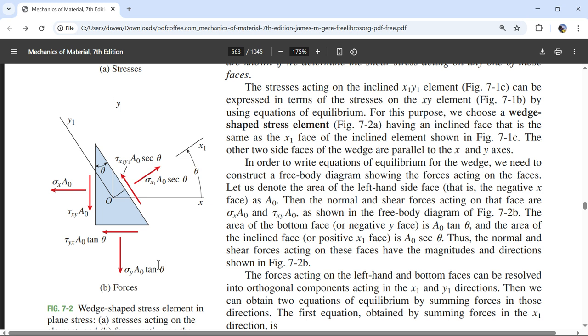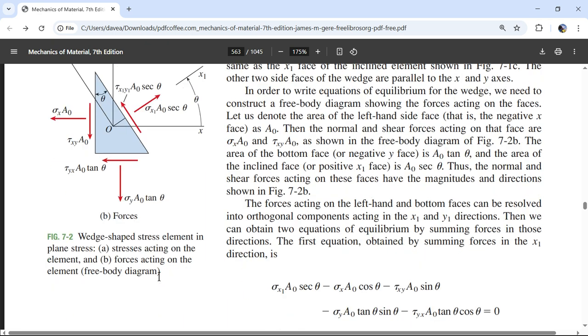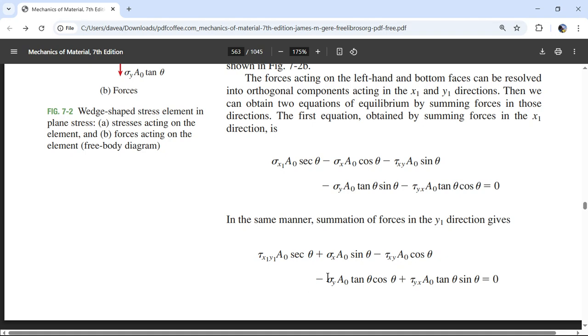And so tangent theta, cosine theta, but you could simplify this and just turn it into sine theta, because sine theta over cosine theta is tangent, multiplied by cosine theta, the cosines would cancel. But they're probably going to do it as tangent theta, cosine theta. And it's in the negative direction. So negative sigma y a naught, tangent theta, cosine theta.